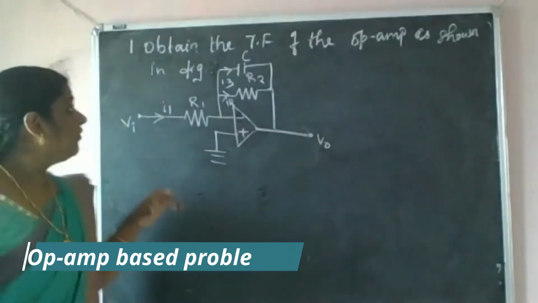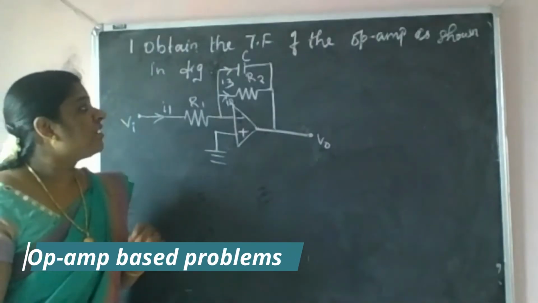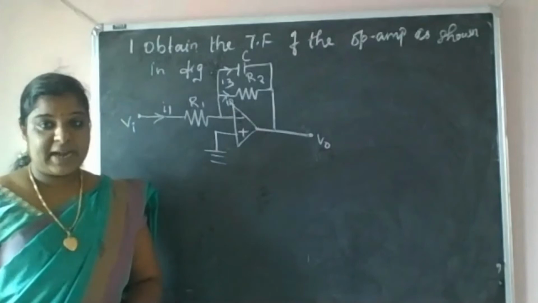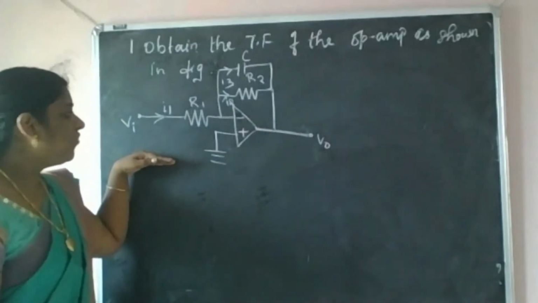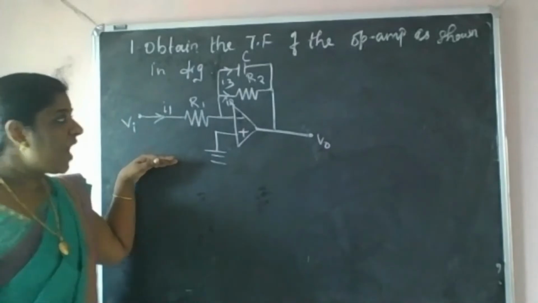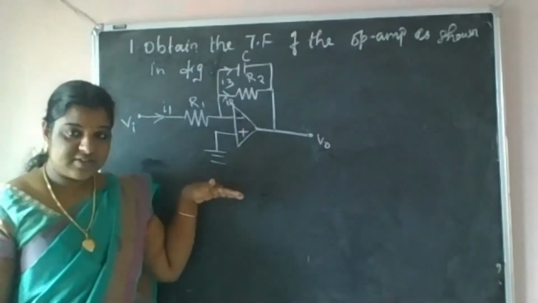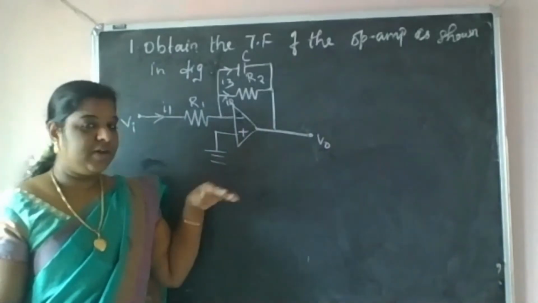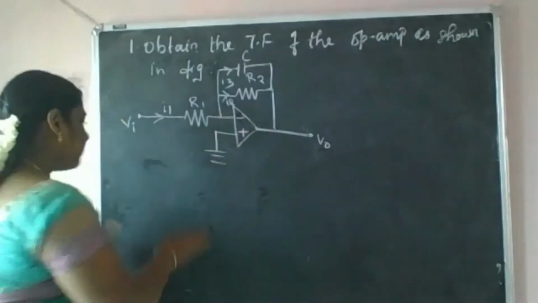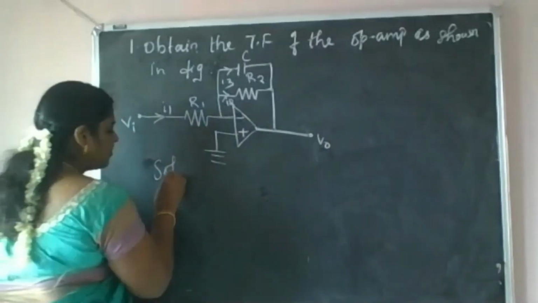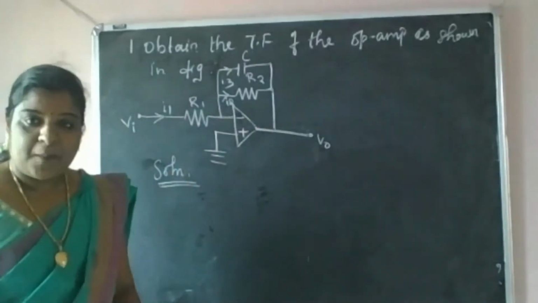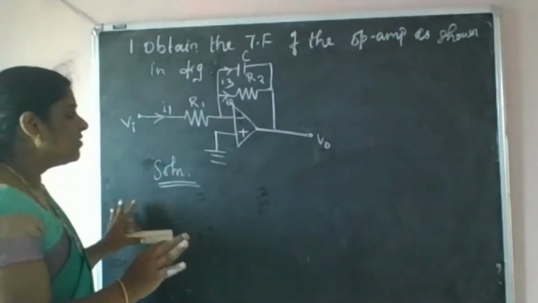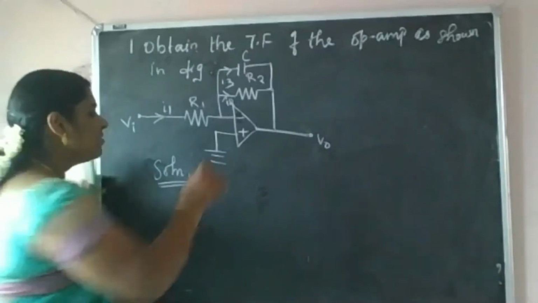Problem 1. The first problem is to obtain the transfer function of the operational amplifier as shown in the figure. Here we have an inverting amplifier. Now we have to find the transfer function for this inverting amplifier. To solve this, we apply the appropriate law. I am going to use Kirchhoff's current law at this node 1.